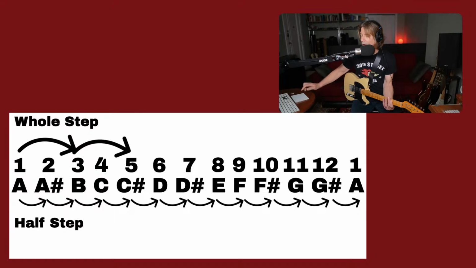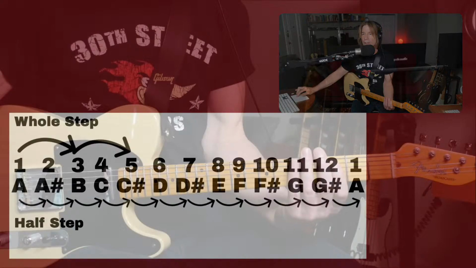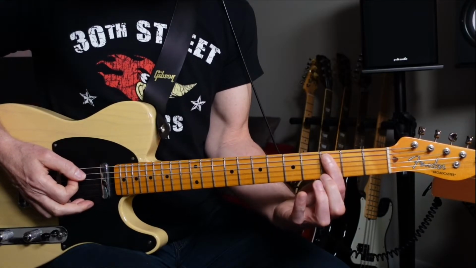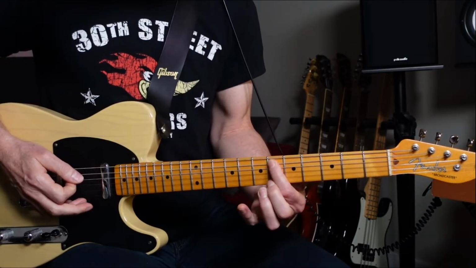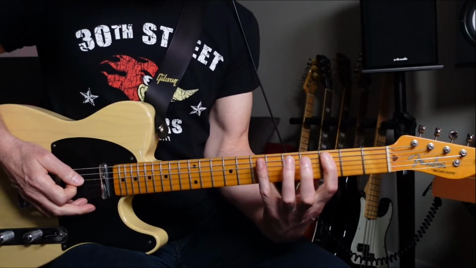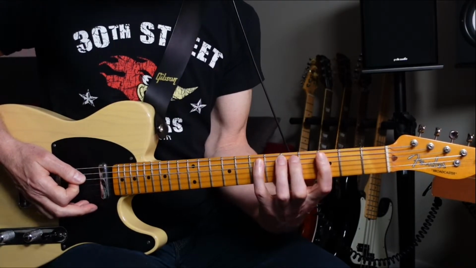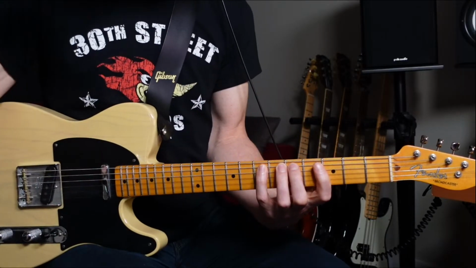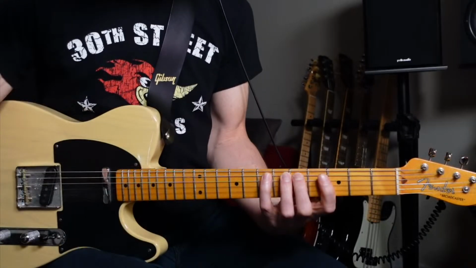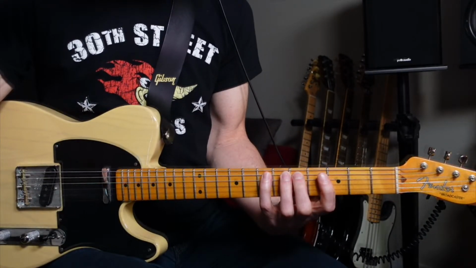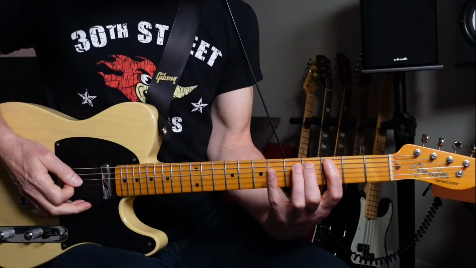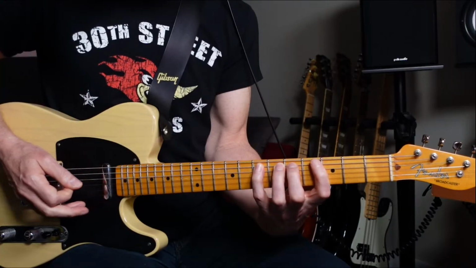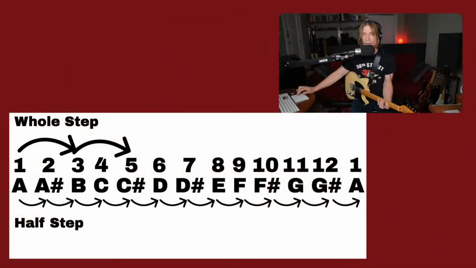If we look from C, 4 half steps up, 1, 2, 3, 4. Check it out. We have a C, then an E. It's always going to be that way. You're always going to have that 1, 2, 3, 4, from C to E. So we have the third right there.